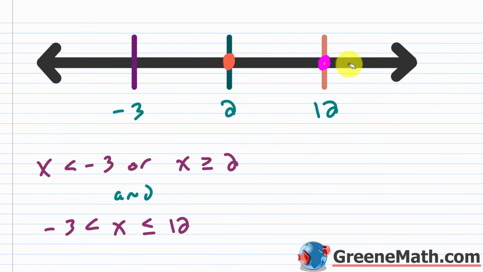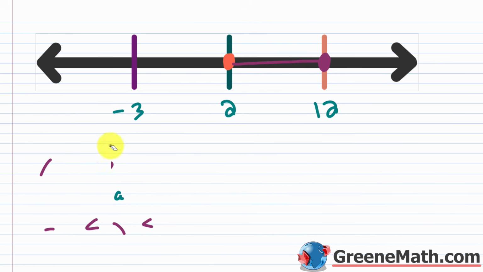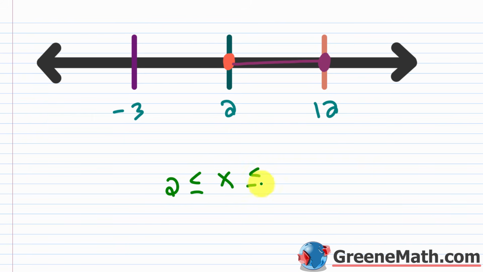Let me maybe use a different color because that's not showing up so well. So you want between 2 and 12, right? That's going to be your overlap between the two solutions. That's what you have to do when you have the keyword "and." So what we're going to say, just erase this, you don't need it, is that x is greater than or equal to 2 and less than or equal to 12. So both of these are going to be included.